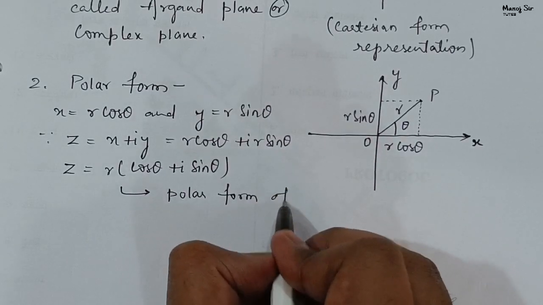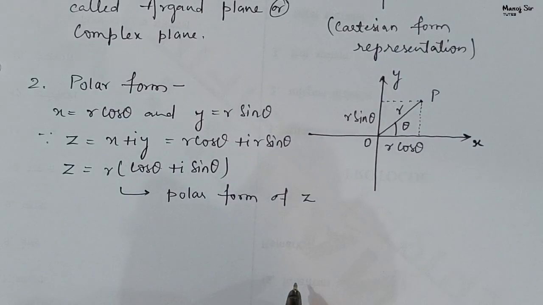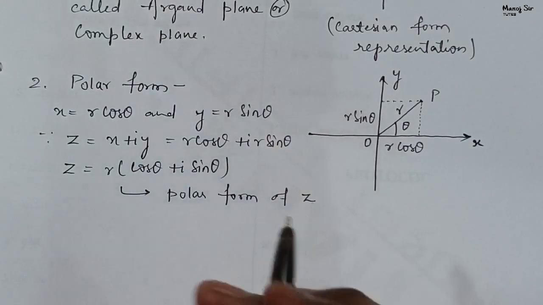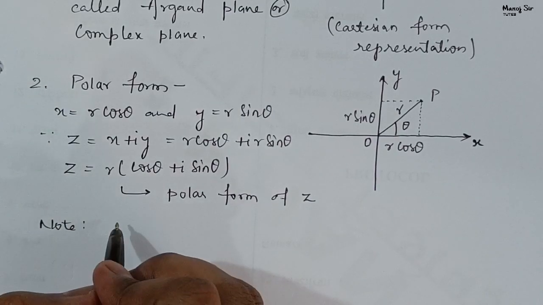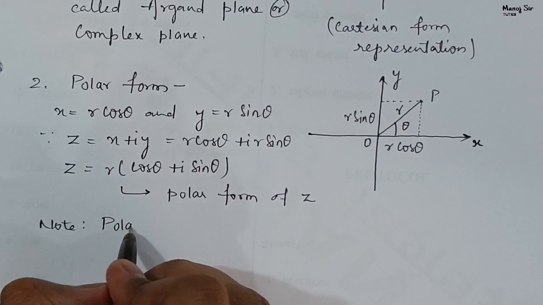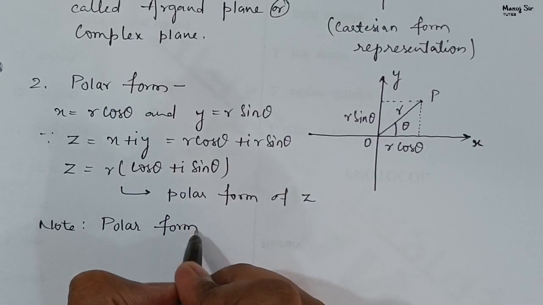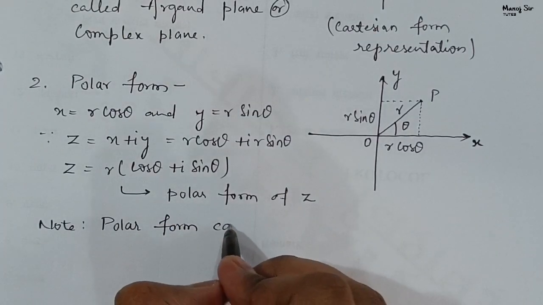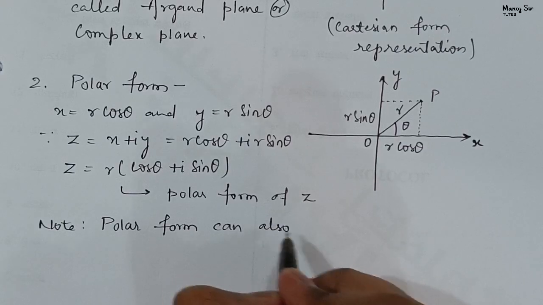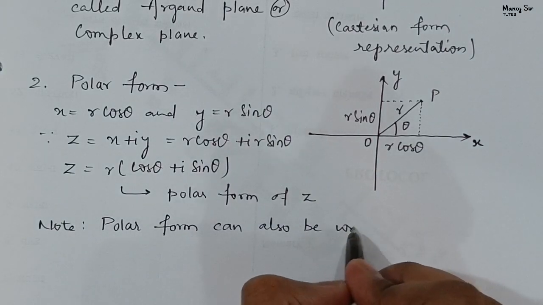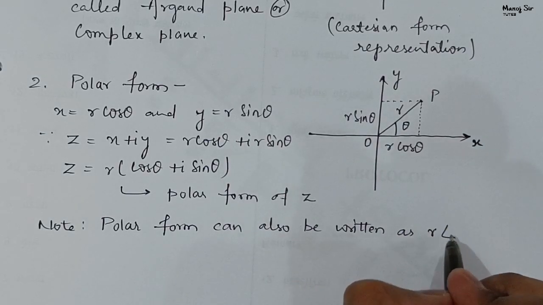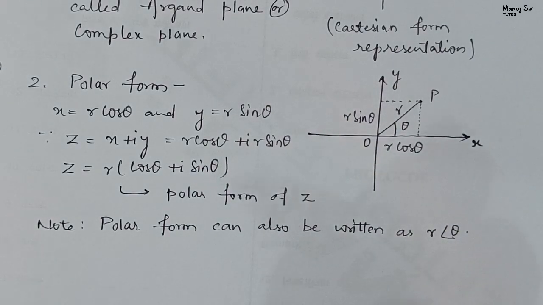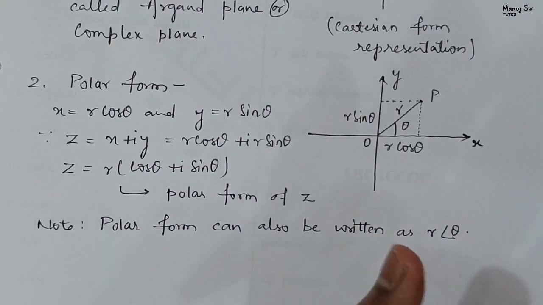Here we have a note point. What is the note point? The polar form of complex number can also be written as r angle theta. We are going to discuss this r and theta in the next video in detail.